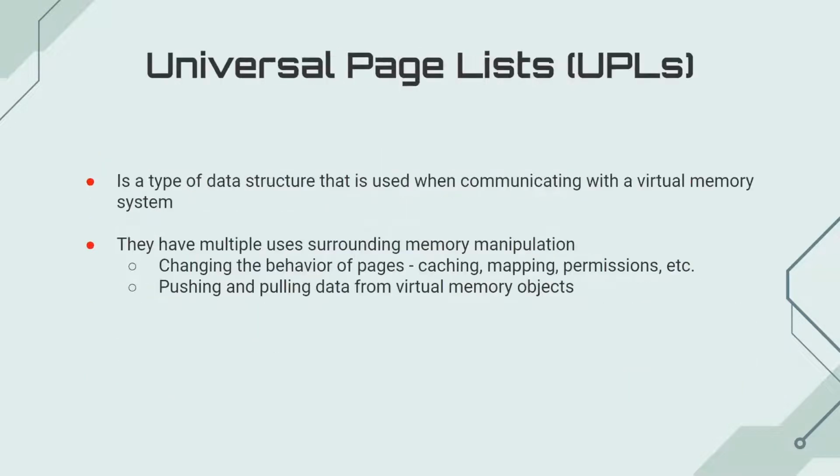UPLs are a data structure that are used for communicating with virtual memory. They can be used multiple ways for memory manipulation. Some examples include changing page behavior, such as for caching, mapping, or permissions. They can also be used for pushing and pulling data from virtual memory objects.